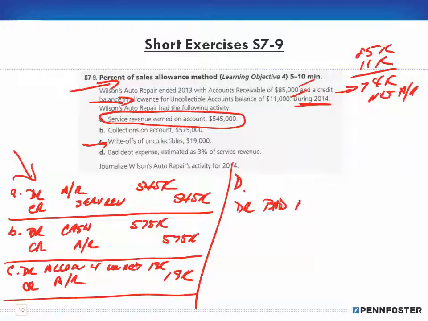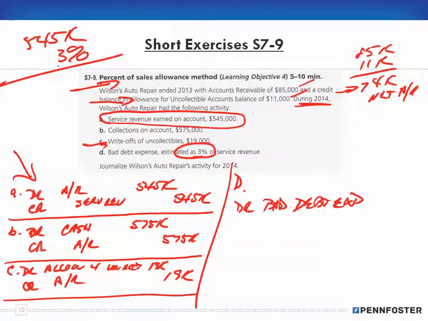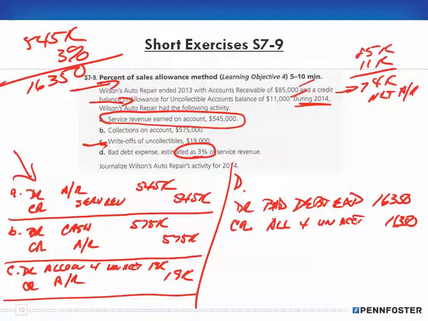So we're going to write off our bad debt expense, but we have to figure out how much we're writing off. Well, if I had 545,000 in service revenue and I estimate 3%, I take 3% of the 545,000 and I get 16,350. So I debit bad debt expense for 16,350 and I credit the allowance for uncollectible accounts in the amount of 16,350, right? And that's the entry for D.